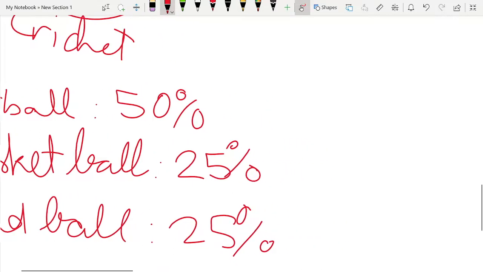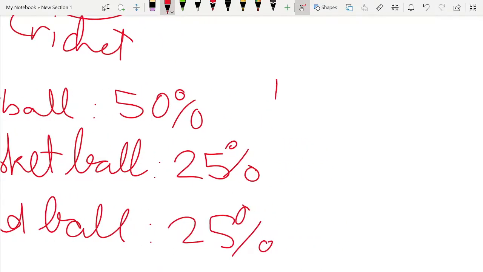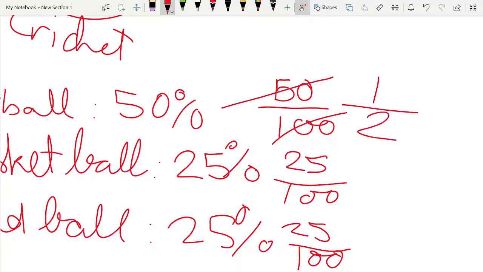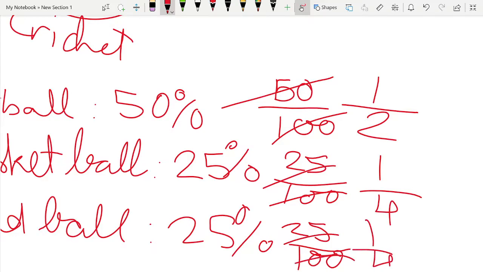Now we put this into a fraction. So let's do 50 by 100. Then let's do 25 by 100. And let's do another 25 by 100. Now, how do we get this simplified? You basically cut it down, so you're like 1, and this would be 2, this would be 1, and this would be 4, and this would be 1, this would be 4.